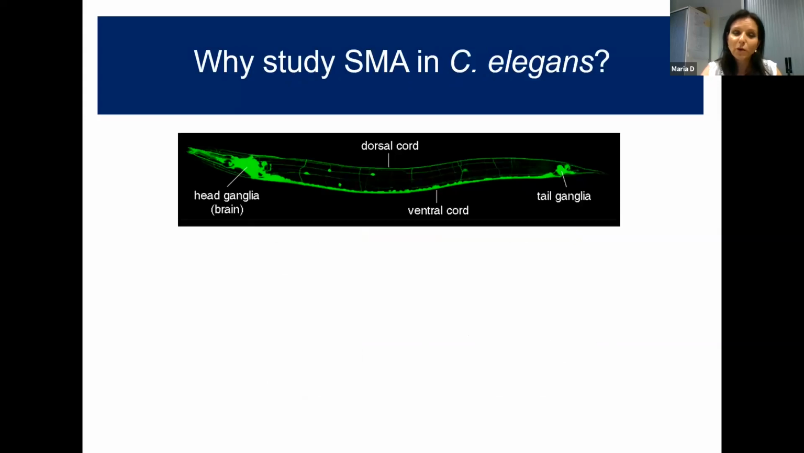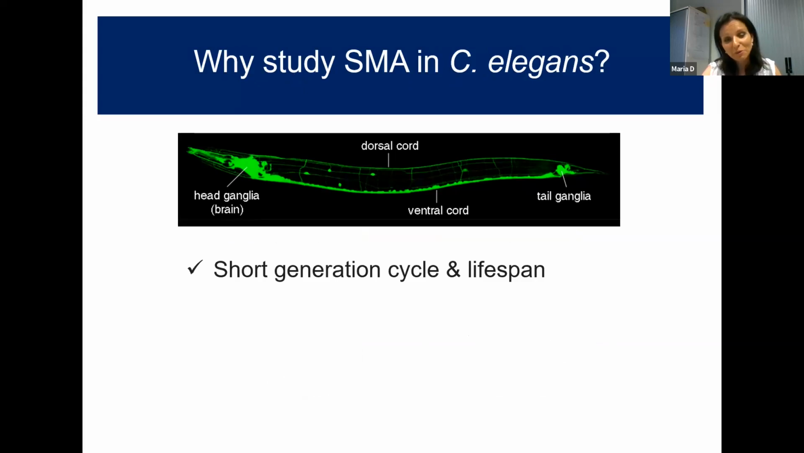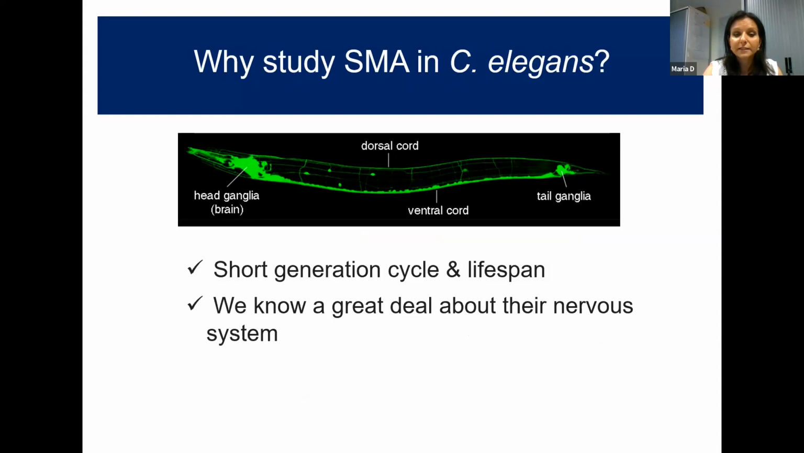Again, if I ask you why you want to study SMA in C. elegans, you're probably going to tell me by now that yes, we want to study it because it has a short generation cycle and lifespan. They only live for 3 weeks. From an egg to an adult, we said 2.5 days. We know a great deal about their nervous system, so their muscles and neurons are highly conserved between the C. elegans worms and humans.